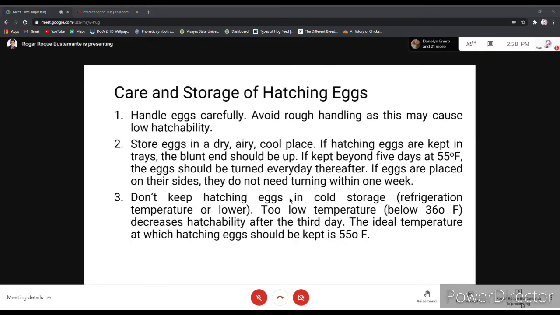So, don't keep hatching eggs in cold storage, like in refrigeration temperature or lower. Too low a temperature decreases hatchability at the third day. The ideal temperature at which hatching eggs should be kept is 55 degrees Fahrenheit.